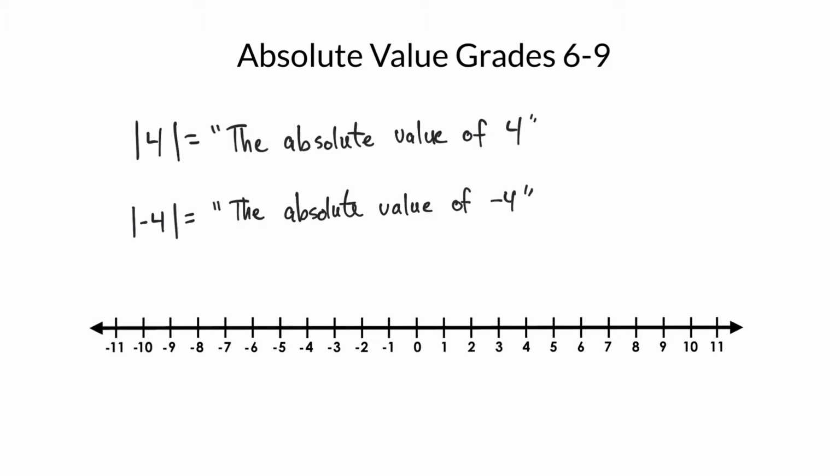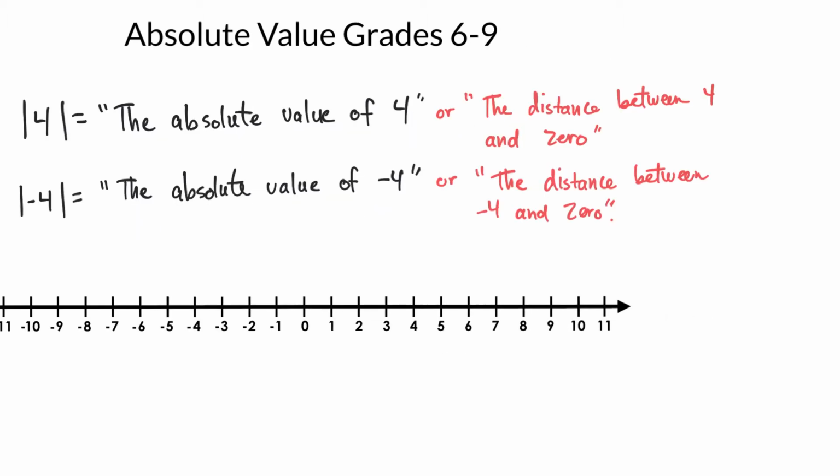And yeah, this is not too earth-shattering, but what does the absolute value mean? Well, the absolute value means the distance between that number and 0. So the absolute value of 4 also could mean the distance between 4 and 0. And the absolute value of -4 would be the distance between -4 and 0. So what is that distance?